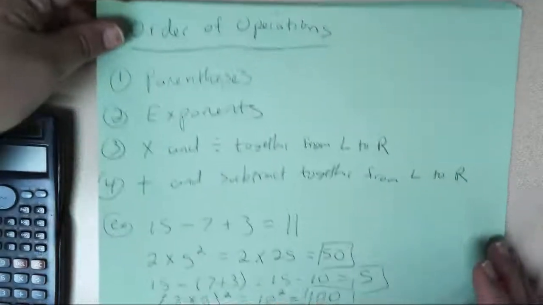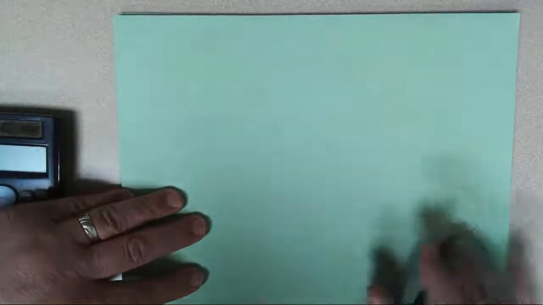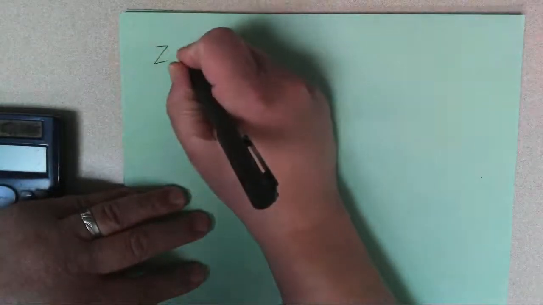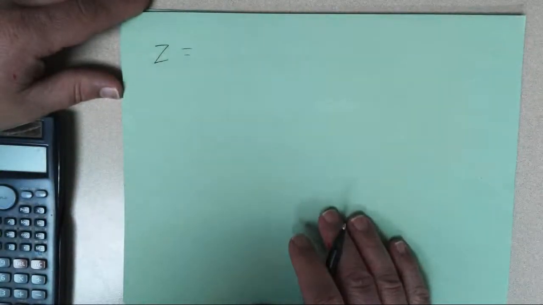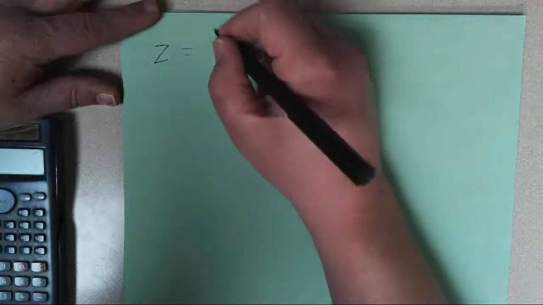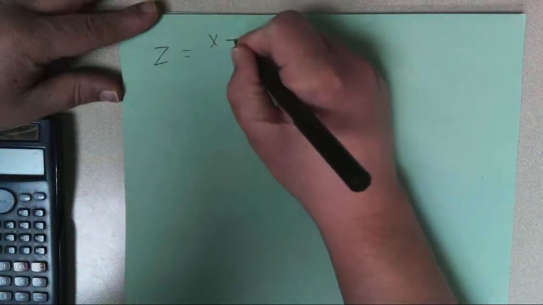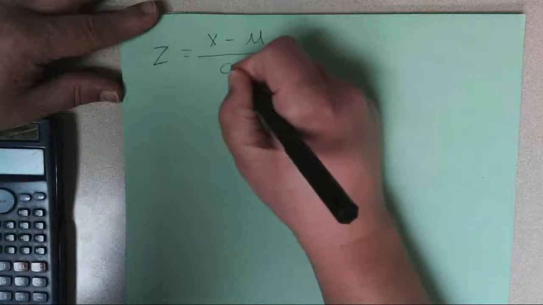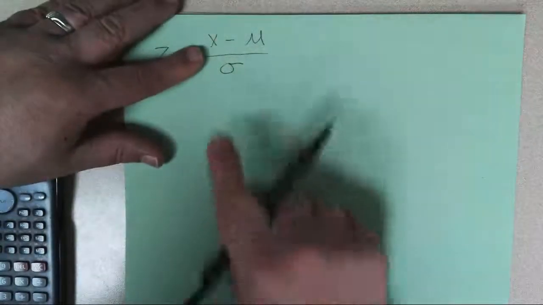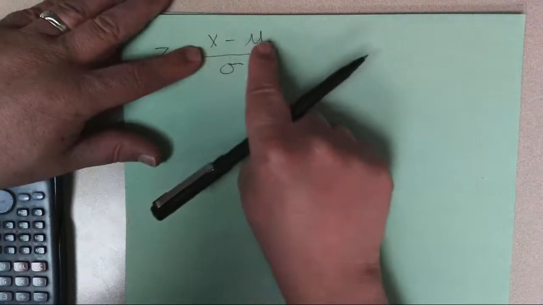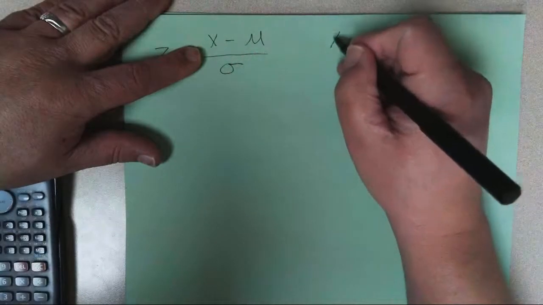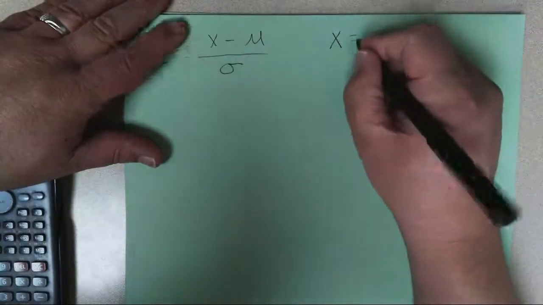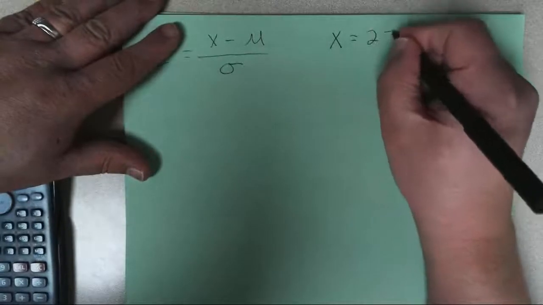Okay? So now, let me just try a couple others. A very common calculation is called the z-score, finding the z-score of a number. Okay, and the formula actually looks like this. Okay, and you don't know what these are, but this is an x value, this is the mean, and this is the standard deviation. So let's say x was equal to, we'll say 27.